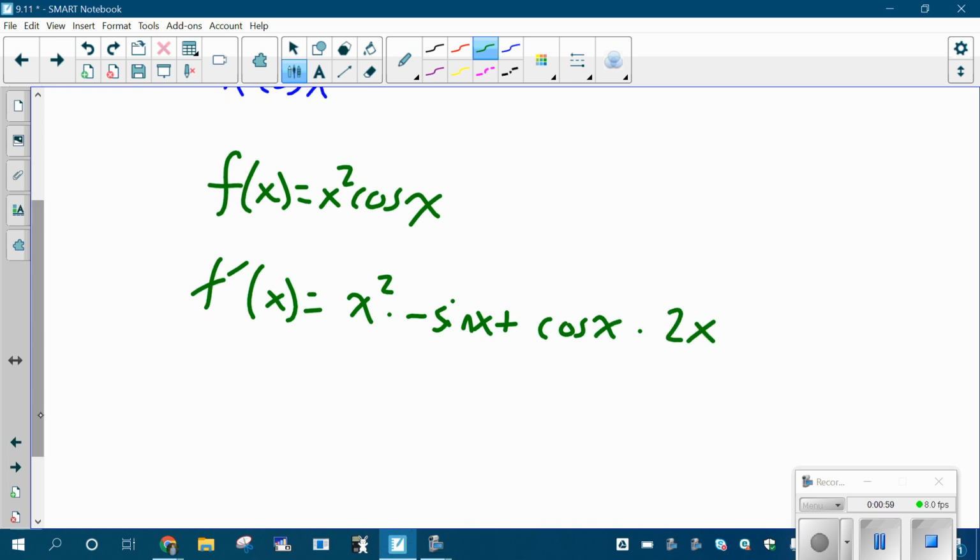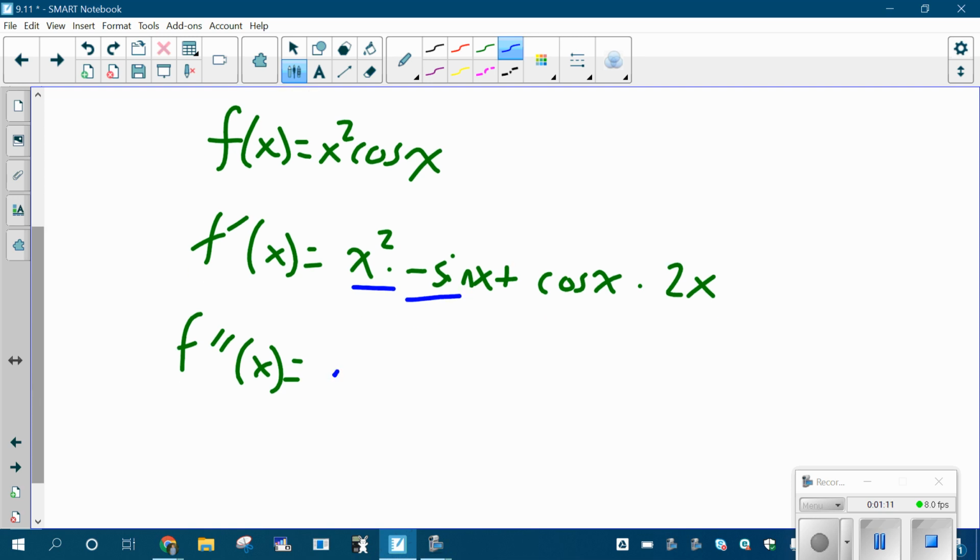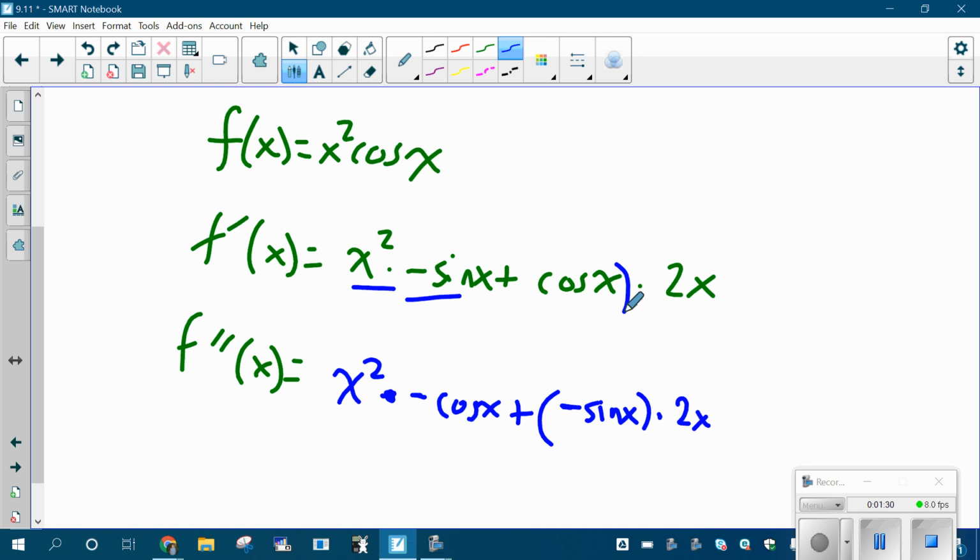Then I'm going to do the second derivative, and I'm going to have to do the product rule again, twice. This thing is one product, so to take the derivative of it I have to do a product rule. I'm going to do the first thing times the derivative of the second thing. The derivative of negative sine is negative cosine, plus the second thing times the derivative of the first thing. I should probably put parentheses there. Okay, so that's just for that part.